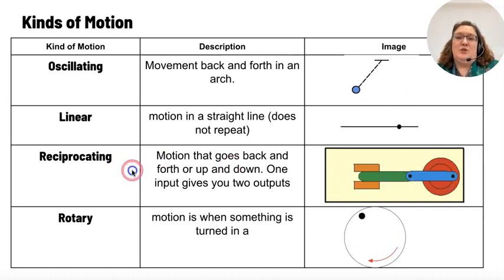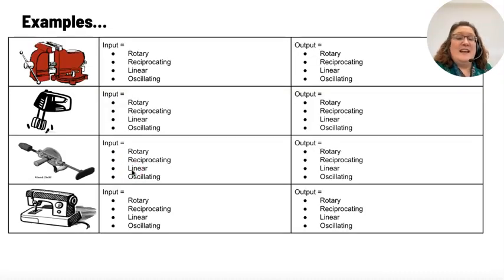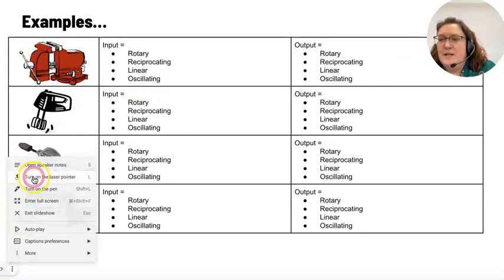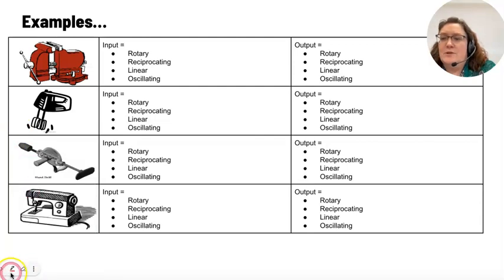So now we are going to take a look and see if we can figure out where our inputs and outputs are on a couple of examples. So I'm going to, apparently I'm not. I'm going to come over here and turn on my pen. There we go. So I've got my pen here.